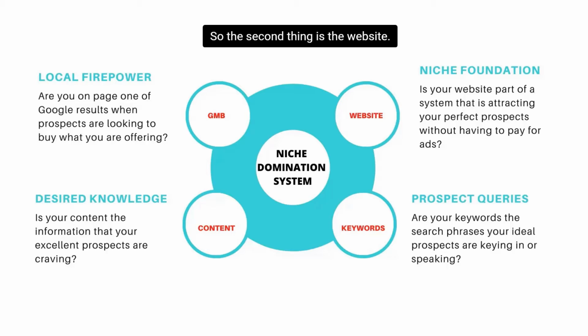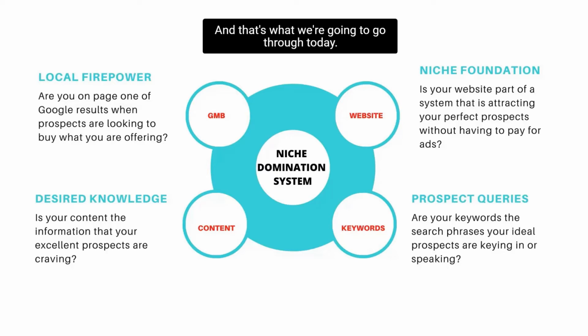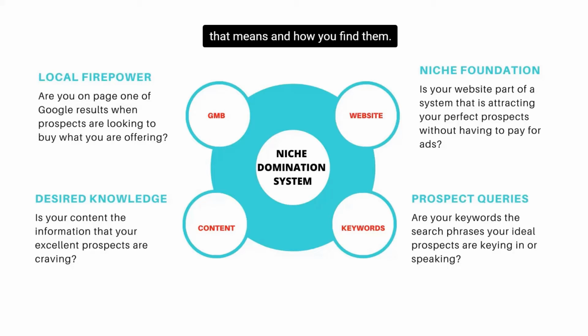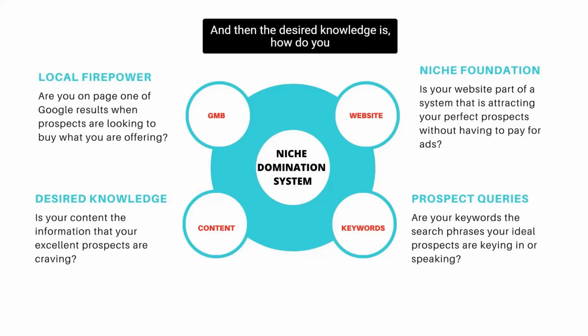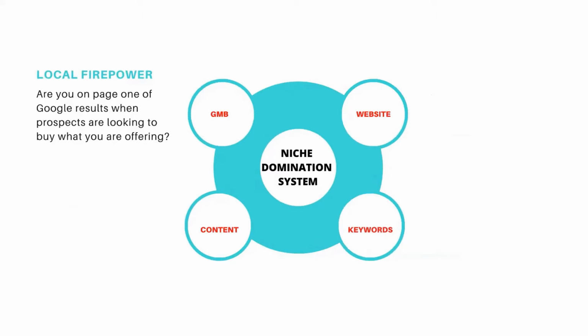So the second thing is the website, and that's what we're going to go through today. The third thing is the keywords, which are prospect queries, and next week we'll get into what that means and how you find them. And then the desired knowledge is how do you put these keywords into things that your prospects really want to know about so that you get your message across and they know how to find you. So that's the way the whole thing works.